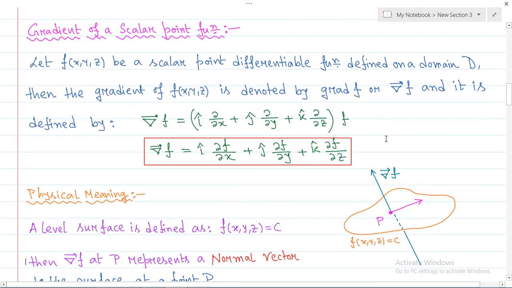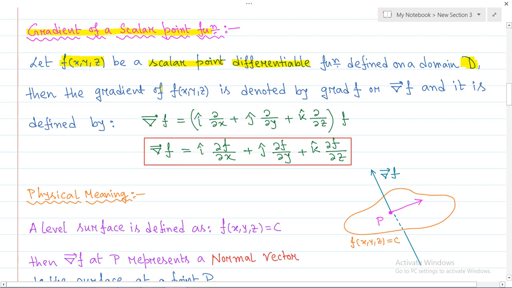the gradient. So what is the gradient of a scalar point function? Let us first define it. Let us consider a point function f of x, y, z, which is a scalar point function. This function must be differentiable, that is, it must have continuous partial derivatives with respect to all the variables, defined over a domain D. This function is defined over a domain D.